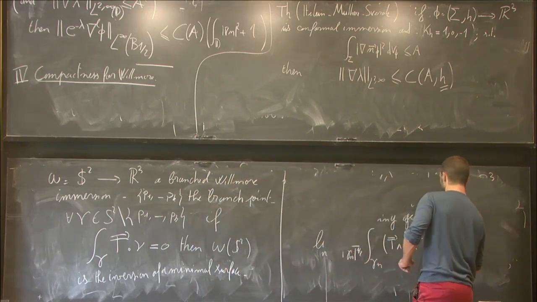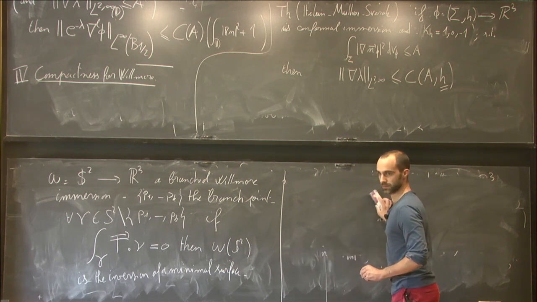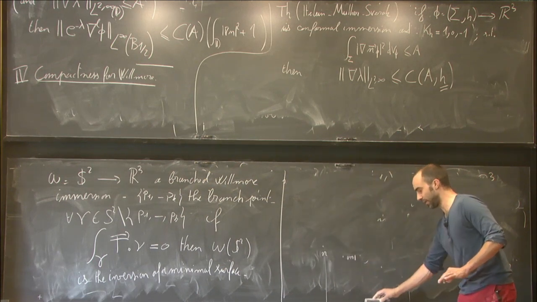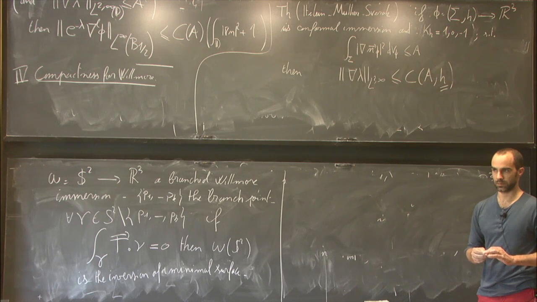Sorry. So before you erase that, can I ask you, so the thing you just erased, you had this condition, the limit of something over something goes to 0. What does that mean? I didn't get that part.